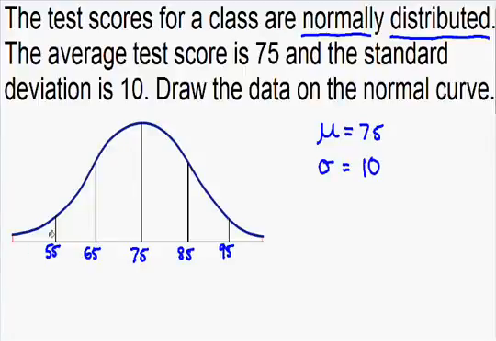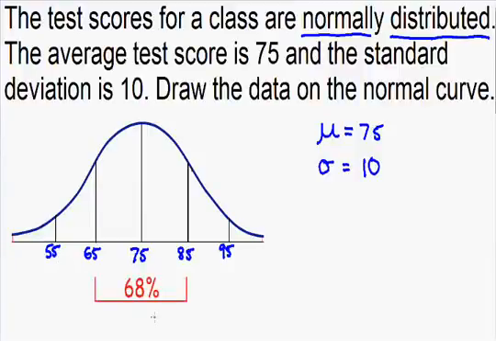So now let's talk about the empirical rule. The empirical rule gives us the area in between one standard deviation and two standard deviations and three standard deviations. Okay, so what exactly is the empirical rule? The empirical rule states that 68% of the data falls within one standard deviation.